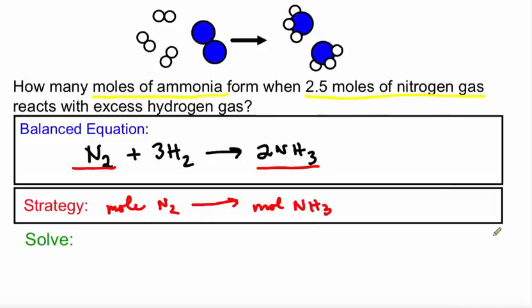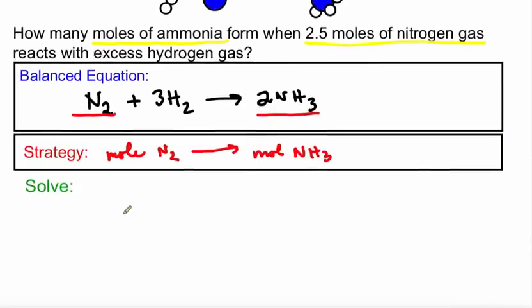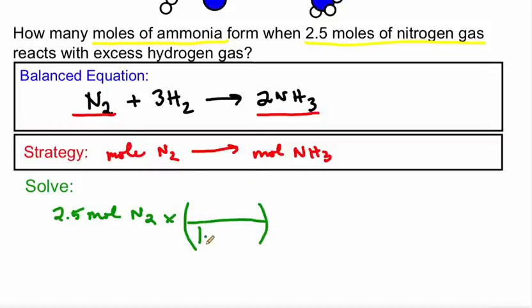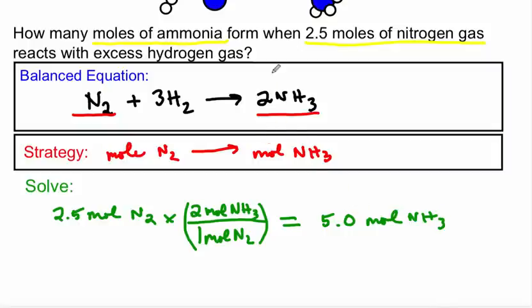So here's what the solution looks like for us. We always start with the given value, the measured value. And so for this problem, it's 2.5 moles of nitrogen gas. Then we use factor label method to set up our proportion, where we use the mole ratio from the equation that you see I've underlined here in red. For every 1 mole of nitrogen gas, I produce 2 moles of ammonia. Now some quick math, and I should get 5.0 moles of ammonia gas produced.